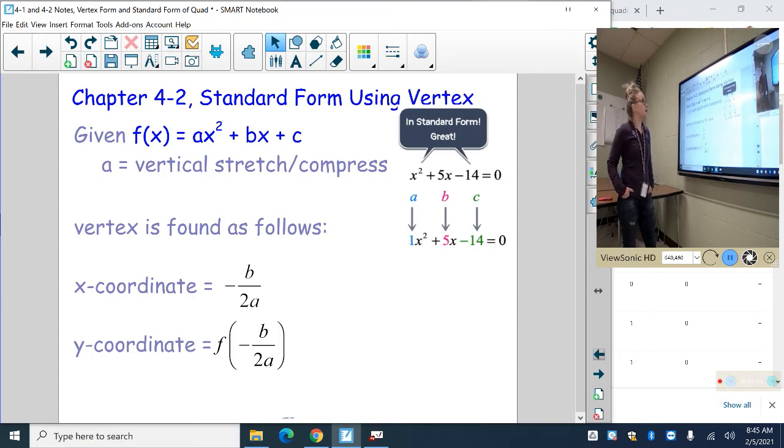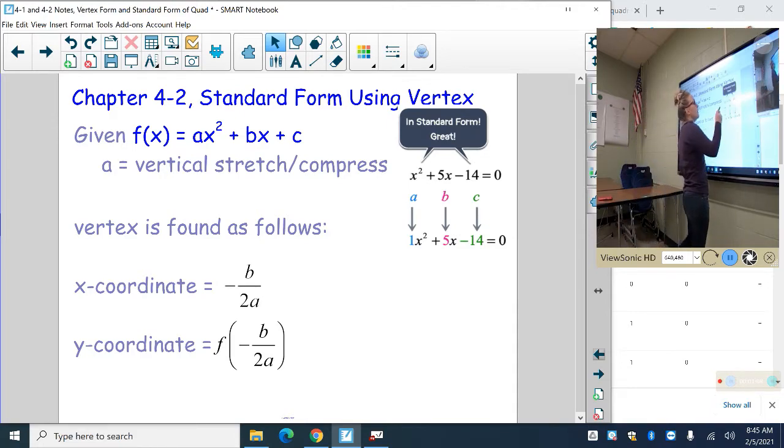So when you're given an equation in standard form, we have to still be able to identify the vertex. So how do you find the vertex when it's written in standard form? Well, first of all, we're going to label the number in front of the x squared a, the number in front of the x value b, and the constant is c. Then just the number without an x at the end is c. So in this case, 1, since there's nothing there, it's just a 1. A is 1, B is 5, and C is negative 14.